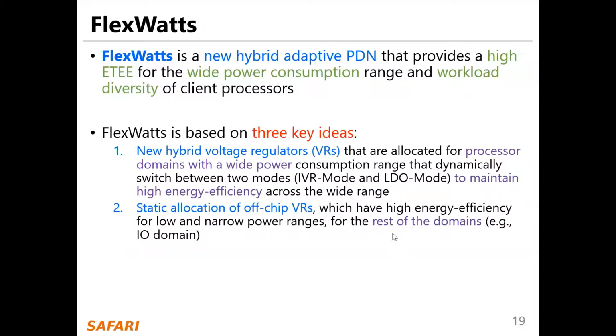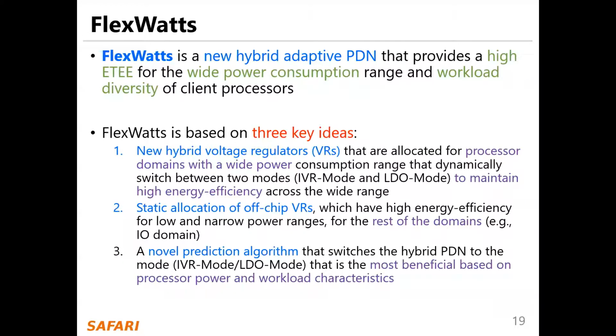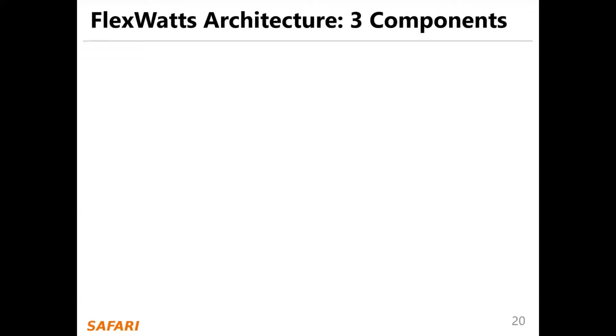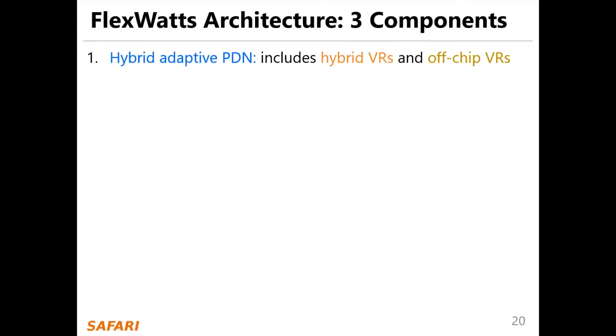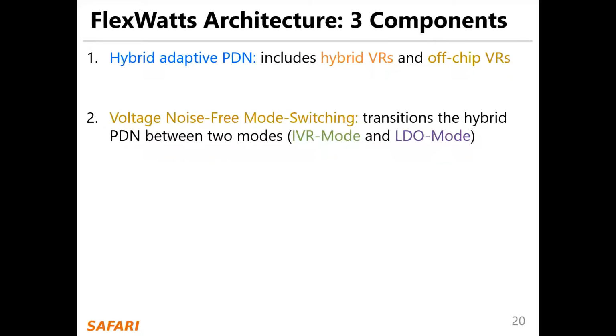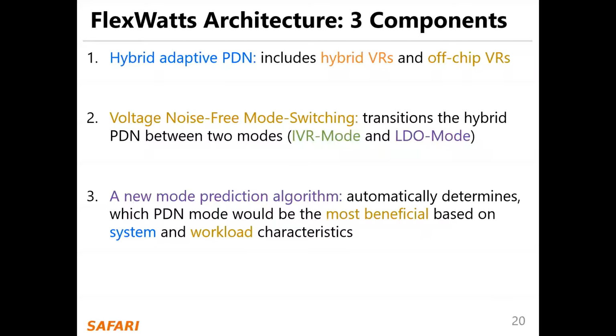Secondly, static allocation of off-chip VRs, which have high energy efficiency for low and narrow power range, for the rest of the domains. And finally, a novel prediction algorithm that switches the hybrid PDN to the mode that is most beneficial based on processor power and workload characteristics. FlexWatts has three components. A hybrid adaptive PDN that includes hybrid VRs and off-chip VRs. A voltage noise-free mode switching that transitions the hybrid PDN between two modes, IVR mode and LDO mode. A new mode prediction algorithm that automatically determines which PDN mode would be the most beneficial based on system and workload characteristics. Now I will talk about each component in more detail.